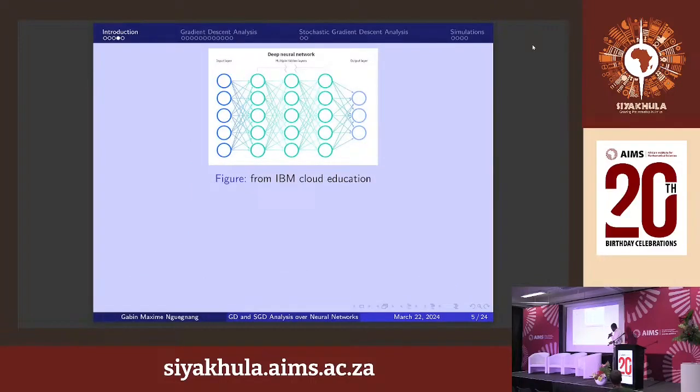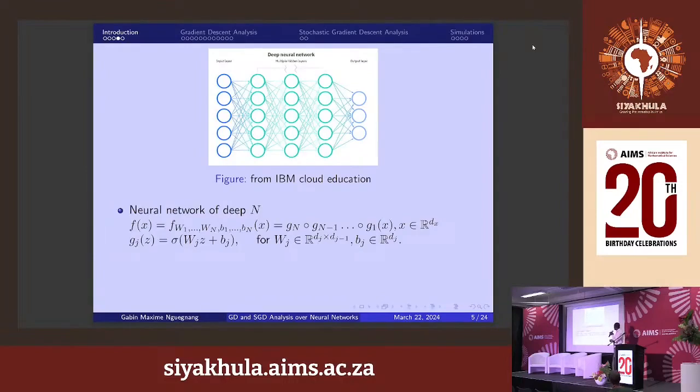Let me then present our setting. We first address the fully connected neural networks that the previous presenter already introduced. When you process the data, it corresponds to these compositions. In our case, we use a linear activation function. In practice, we use a nonlinear activation function, which is actually the composition of a linear map and a nonlinear term. So when this is linear, the neural network is said to be a linear model.